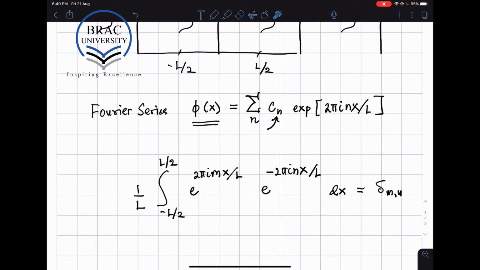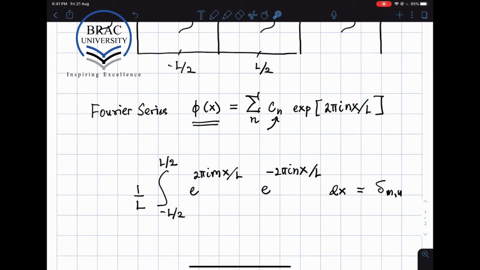This is of course quite easy to prove when m and n here are integers. When m is equal to n, of course the argument is just 1. So the integrand, if we do the integration, just gives me L. So that L cancels with this 1 over L, and I get 1 as a result. If m is not equal to n, we can write the integrand as sine and cosine functions. And because we are integrating the sine and the cosine function over one period, we should get 0. So that's one way to prove that this is also 0 when m is not equal to n.